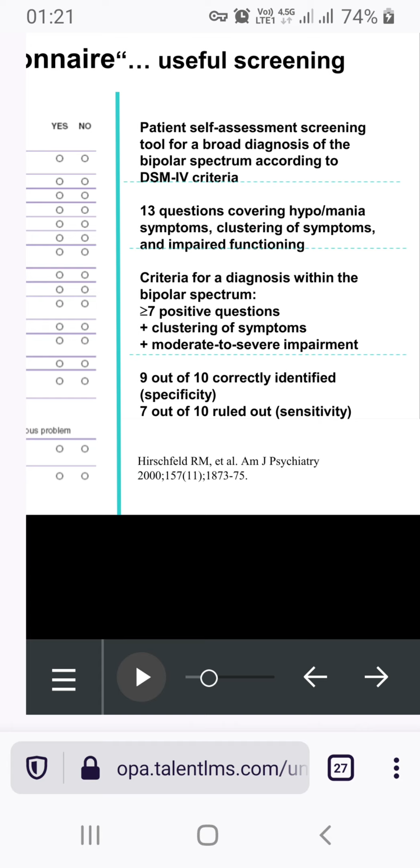Patient self-assessment, a screening tool for a broad diagnosis of the bipolar spectrum according to DSM-5 criteria. 13 questions covering hypomania symptoms, clustering of symptoms, and impaired functioning. Criteria for a diagnosis within the bipolar spectrum: 7 or more is a positive screen, plus a clustering of symptoms, plus moderate to severe problems. 9 out of 10 are correctly identified as specific, and 7 out of 10 are ruled out.